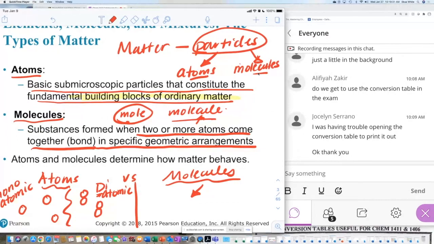Well, the two atoms can be alike, like what we saw right here, the same atoms, or the two atoms can be different atoms.